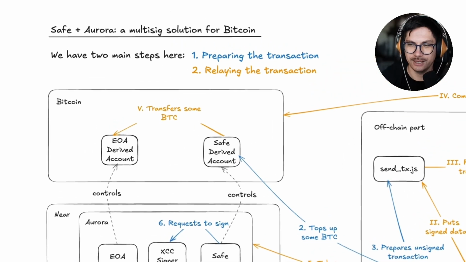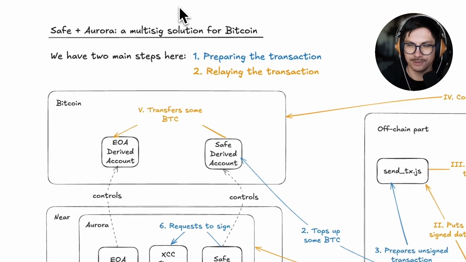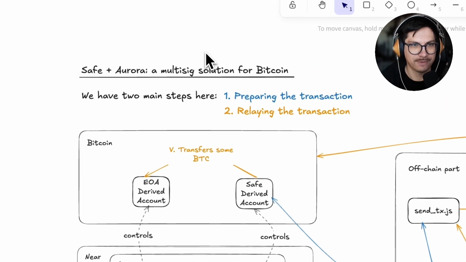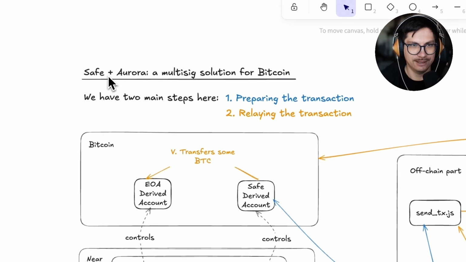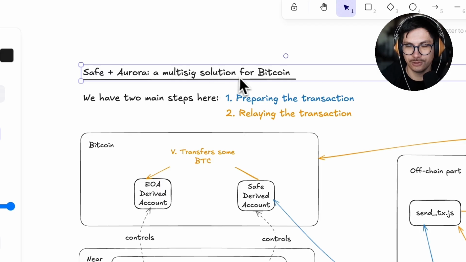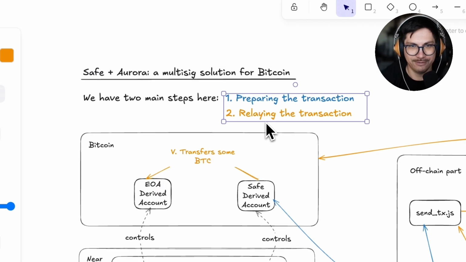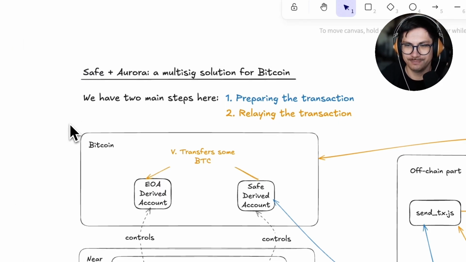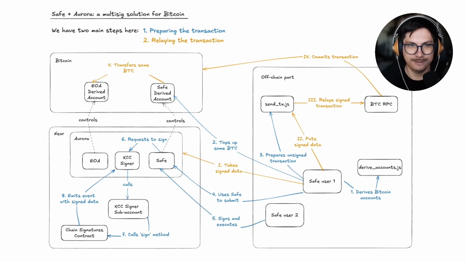Hello everybody. Today I want to share with you a project I was working on last week, about using Safe and Aurora as a multi-sig solution for Bitcoin. I have created this small diagram to explain quickly how everything is working here.